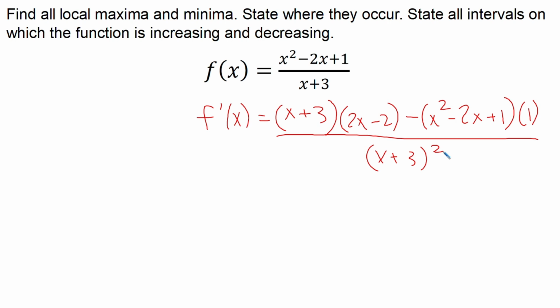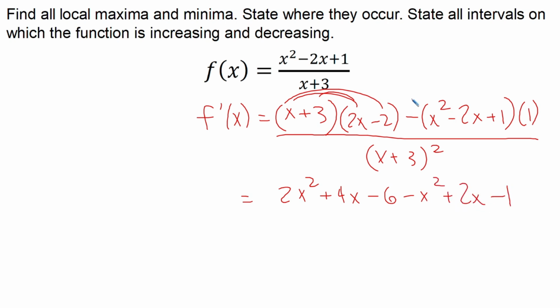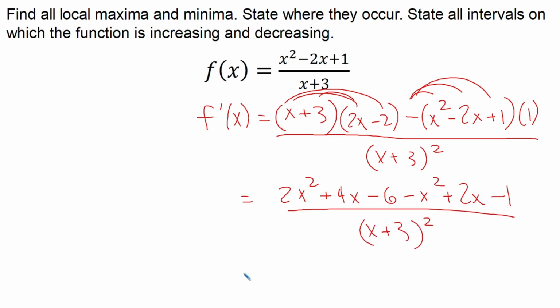And then we'll simplify down that numerator a little bit. So it looks like that becomes a 2x squared plus a 6x and minus a 2x ought to be plus 4x minus 6 minus x squared plus 2x minus 1 when I distribute the minus sign through everything. And so our derivative ends up simplifying down in the end here to x squared plus 6x minus 7 over x plus 3 squared.